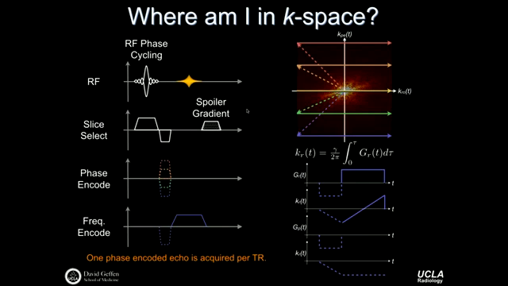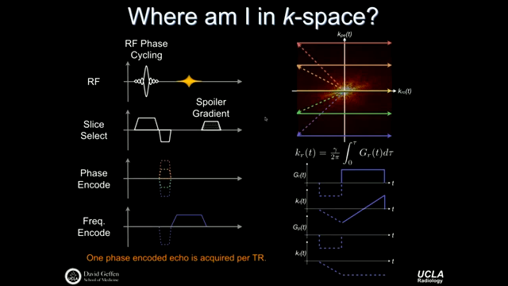Yep. Is the reason that you don't need to apply a combination of phase and frequency to get back to the zero, or to the k-space origin, because of the spoiler gradient? Yeah, that's a great question. I think the question is, I can understand how the two gradients at the beginning move me out to this point, and I can understand how the readout gradient brings me across k-space, and now things seem to come to a sudden end. What happened and why?